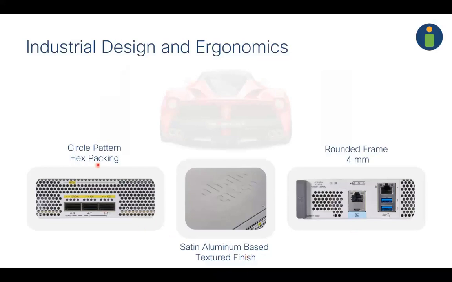We have a circle pattern hex packing, which helps us cool the device properly, from the mesh structure that it has. We do have the same look and finish in the form of a satin aluminum based textured finish. All the C8K platforms have the same look and finish, as I said. And obviously from an ergonomic point of view, rounded frames are made sure to be followed on every platform, on either of the sides and the top and bottom corners of the chassis. All these are good things to know, fun facts, but they do bring in consistency in the way the platforms are designed.